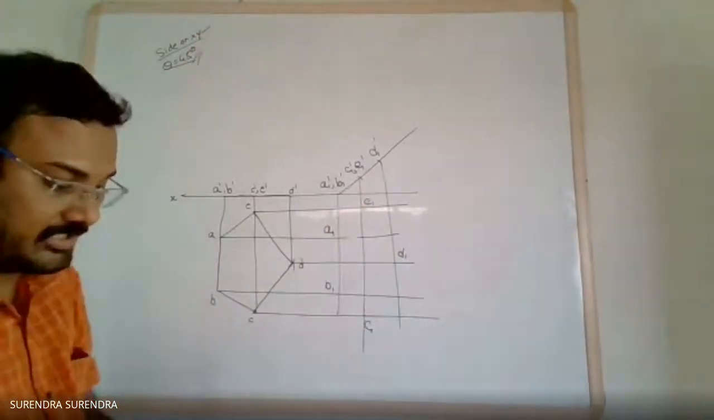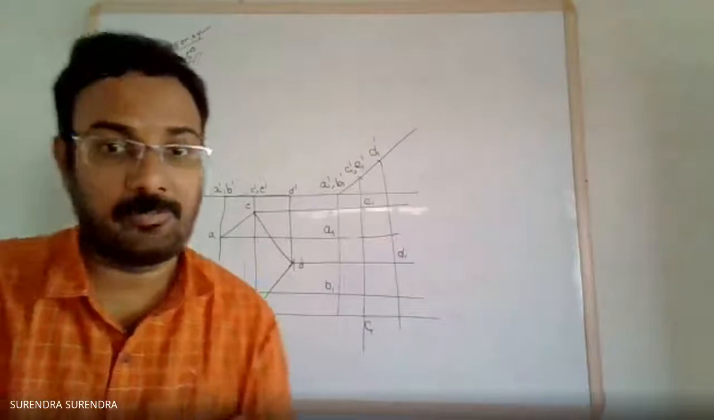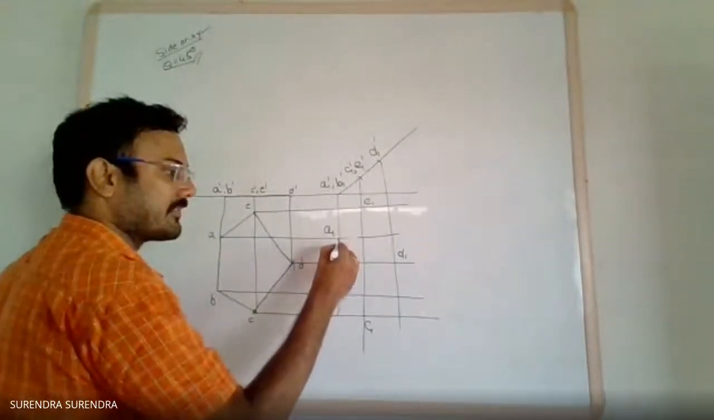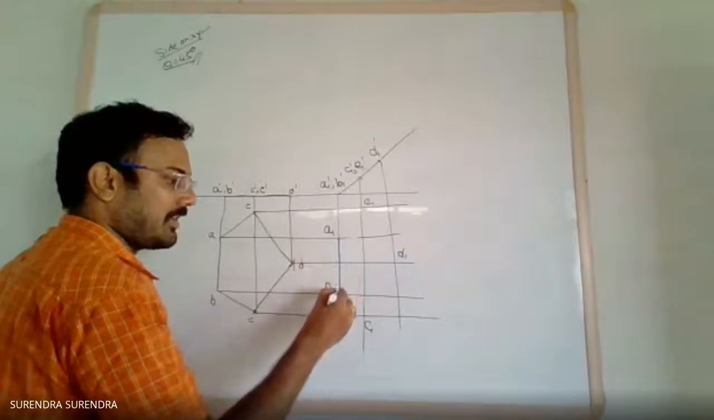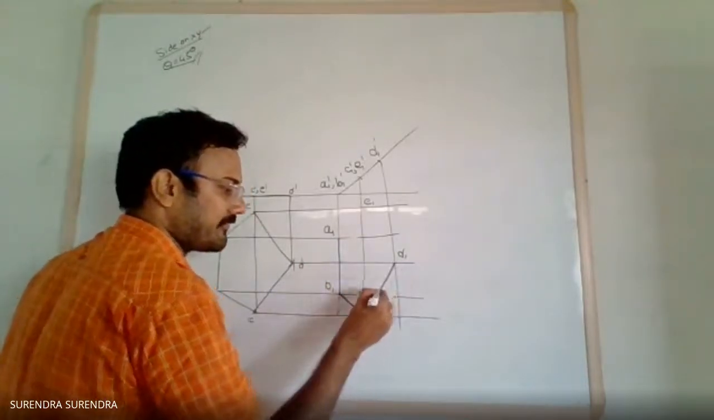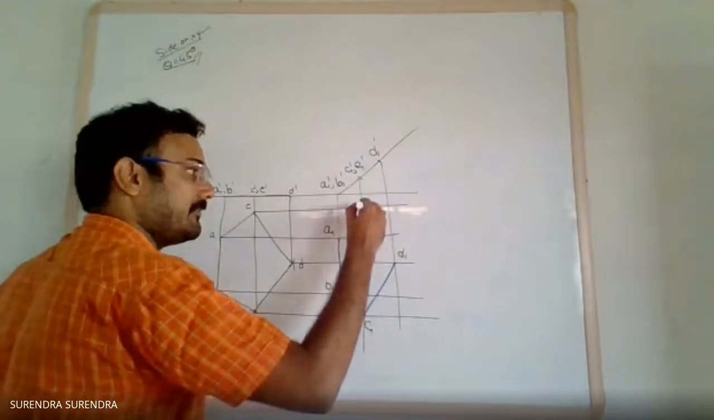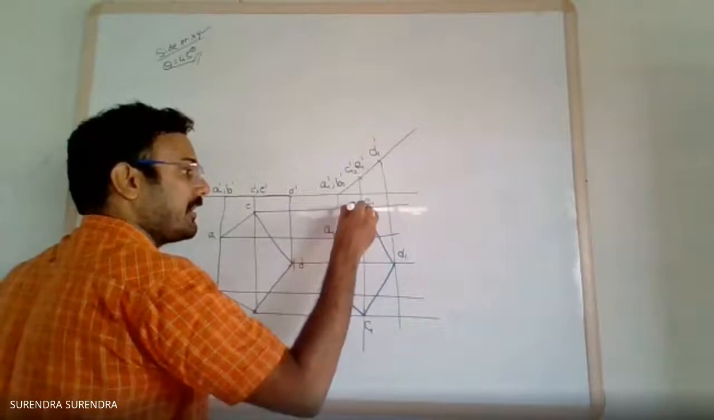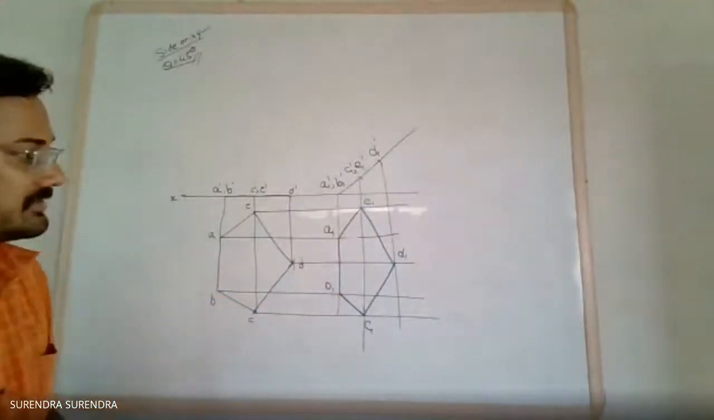Join all these with straight lines. A, B, C, D, E. Join AB, BC, CD, DE and EA with straight lines.